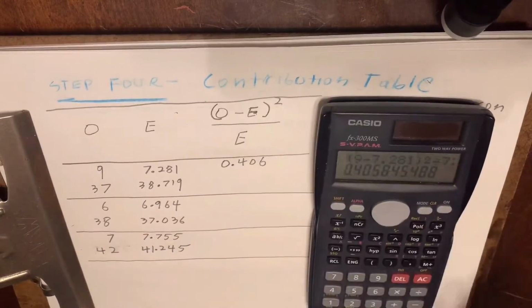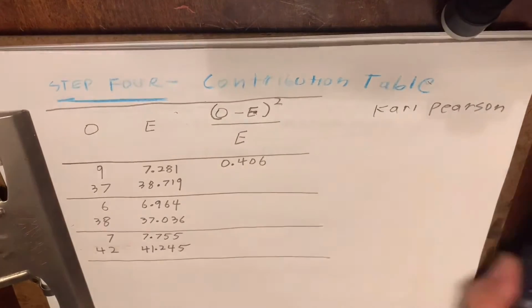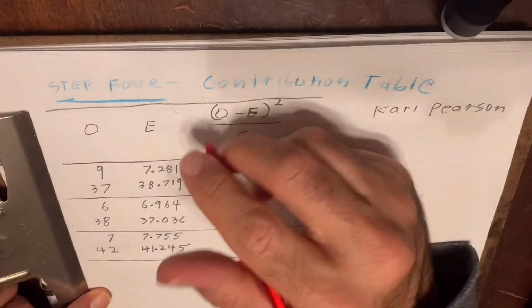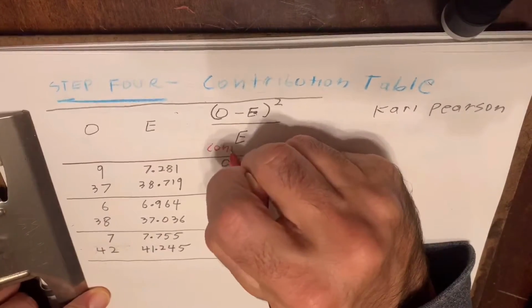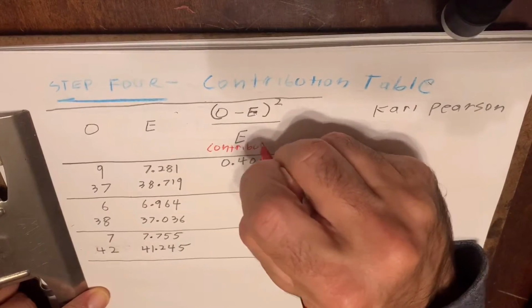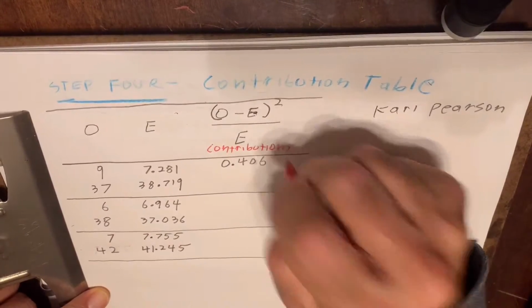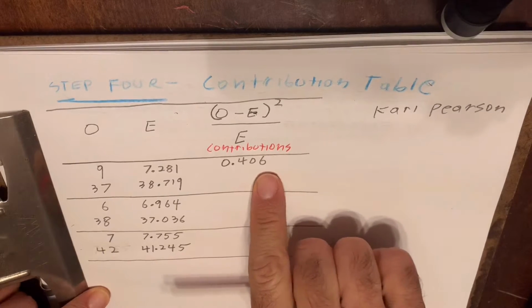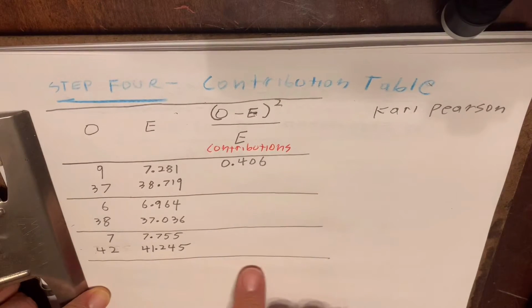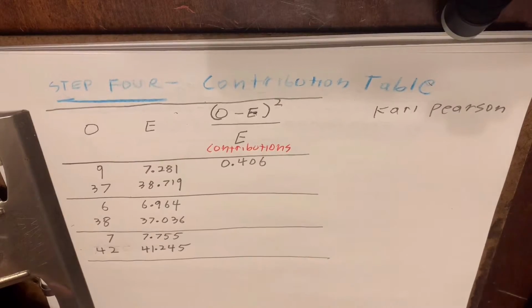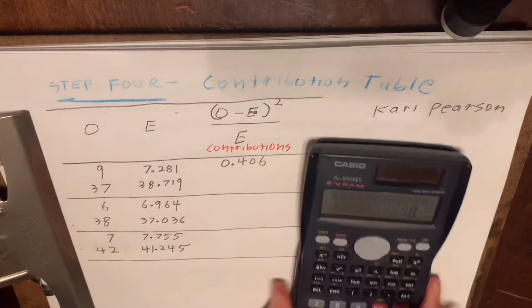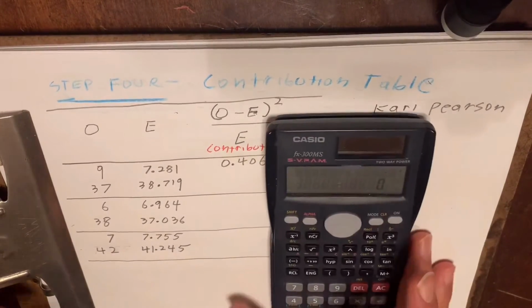Now I'm going to do the next one. And I should tell you, these are called contributions, because each one of these values contributes to the total chi-square score, which is the thing that we're going to talk about next.